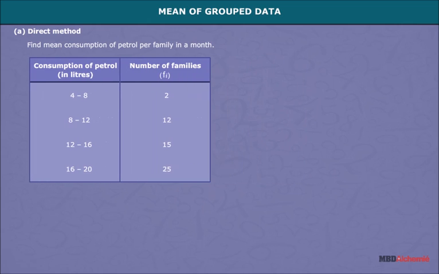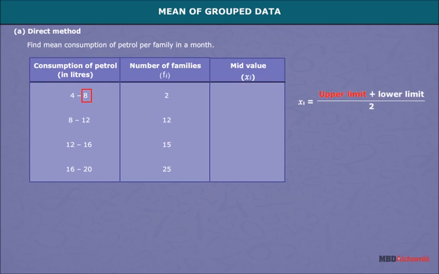In the first step, we make a column of class mark denoted by xi if the exact observation for a particular frequency is not given. xi can be calculated by using the formula (upper limit plus lower limit) divided by 2. Like in the example, xi of the first interval 4 to 8 can be found out as (4 plus 8) divided by 2. Similarly, we can find the class mark of other intervals.